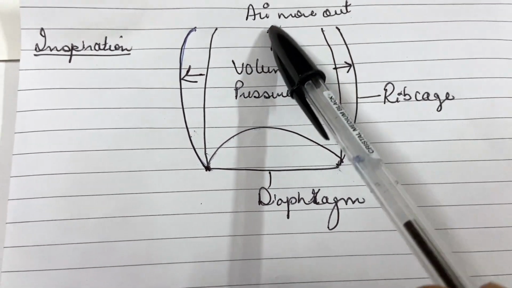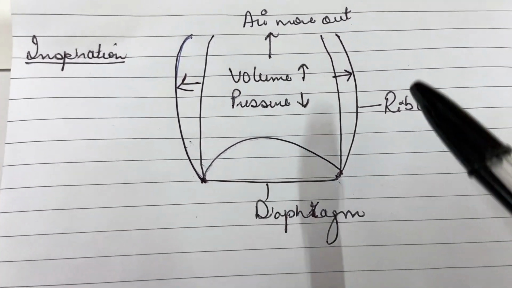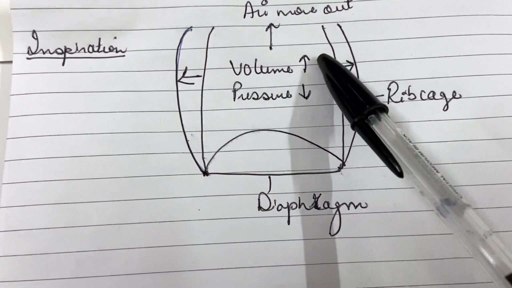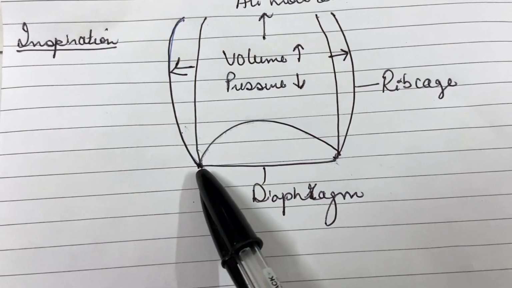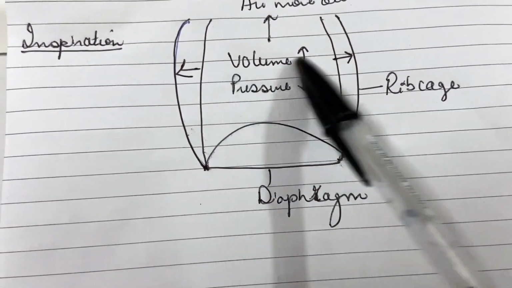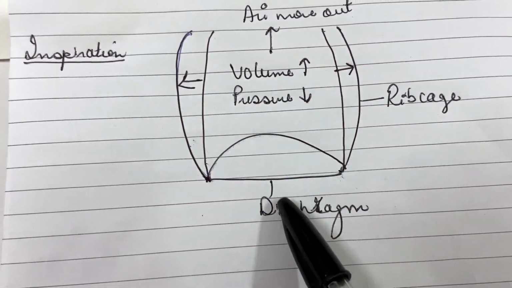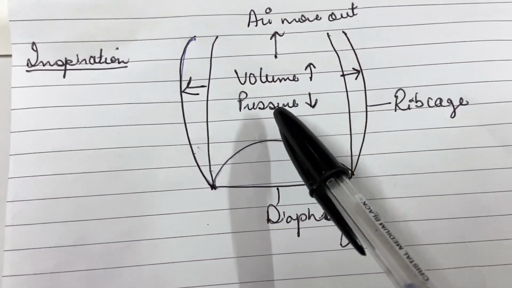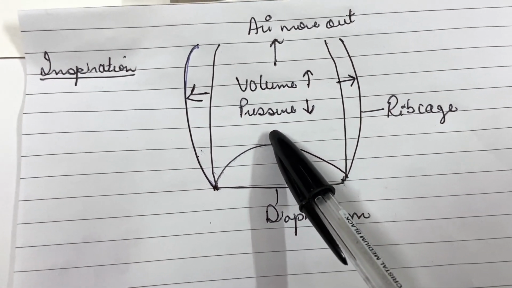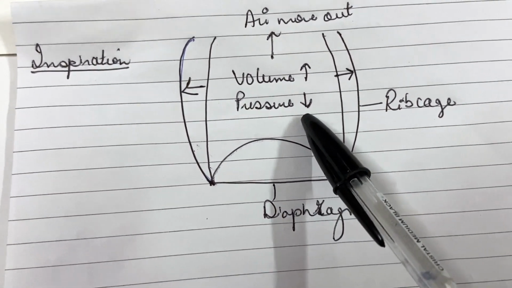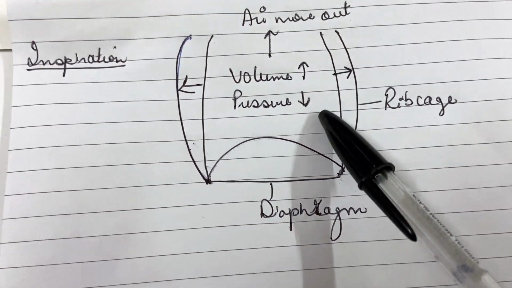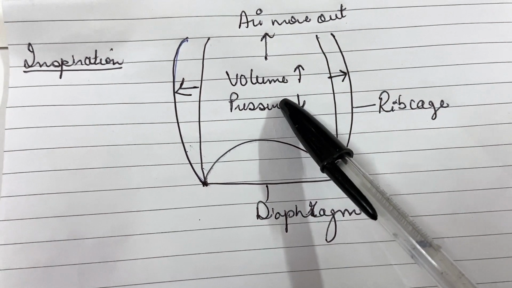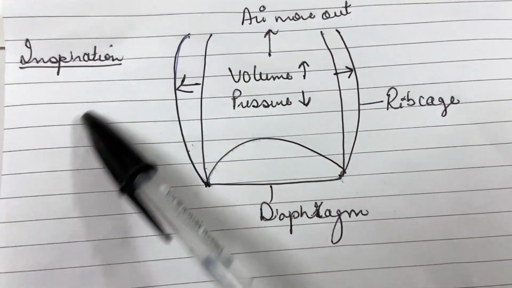As a result, the volume increases. Further, the rib cage moves outward, as a result of which volume further increases. So first the diaphragm becomes flat and then the ribs move outwards, and because of both of these the volume increases. Pressure inside the chest cavity decreases because if volume increases, pressure decreases. So outside air, which is at high pressure, moves inside this low pressure region and inspiration occurs.